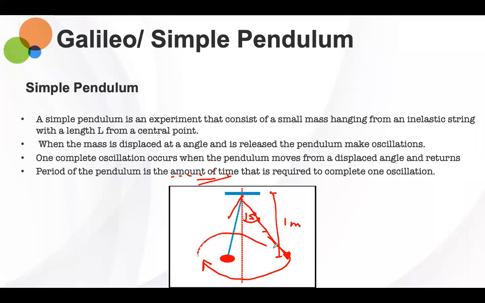Do we see that? It basically makes a cycle. So it goes over here and then returns back to its original position over here. That is one oscillation. So one complete oscillation.